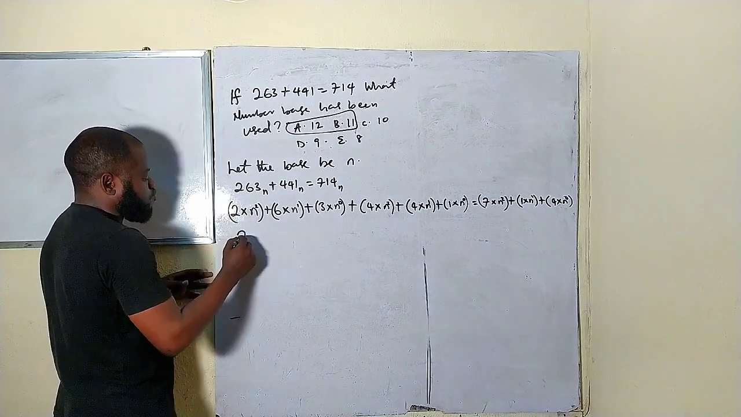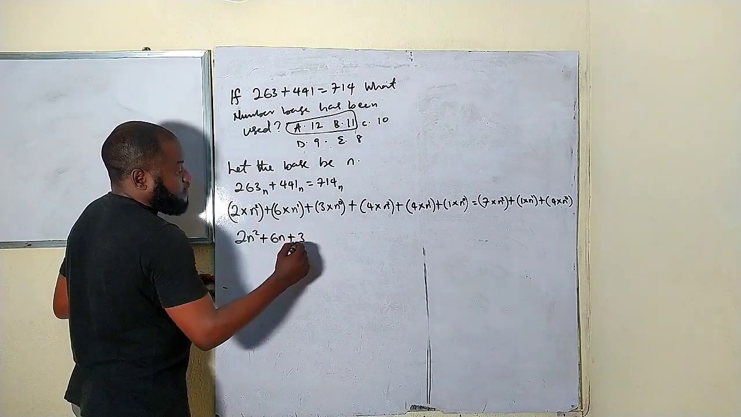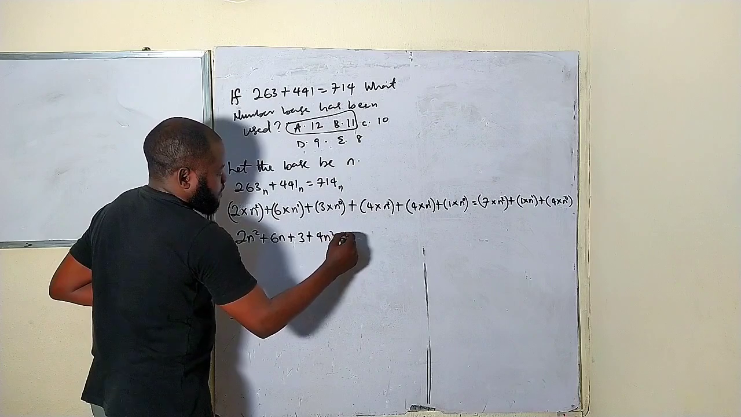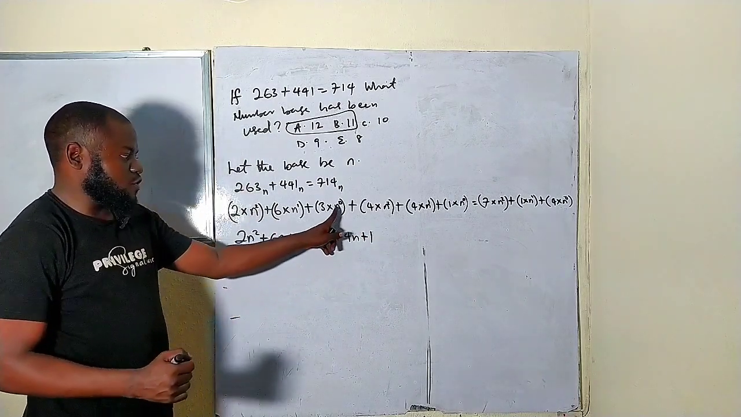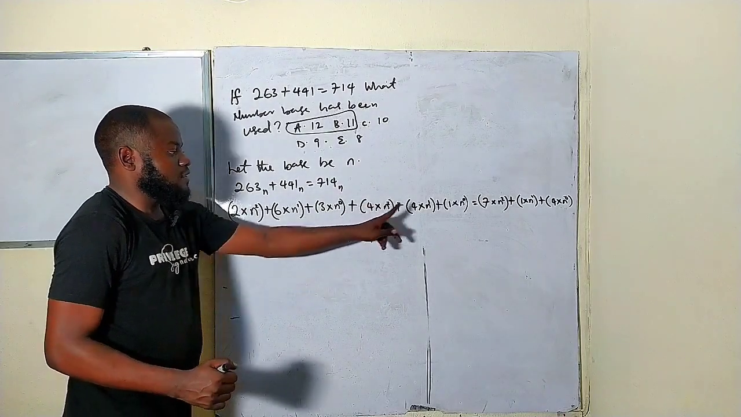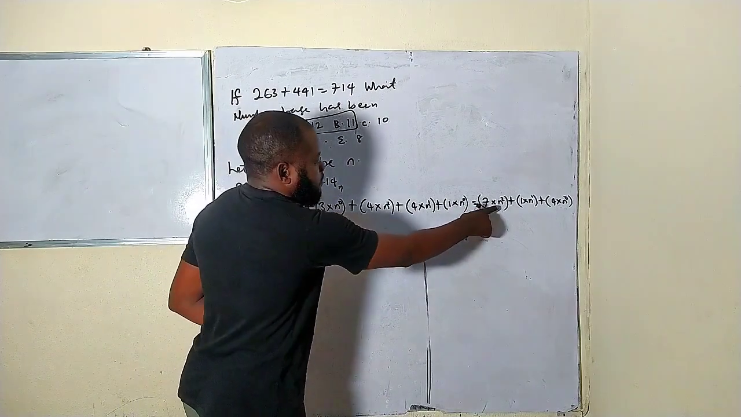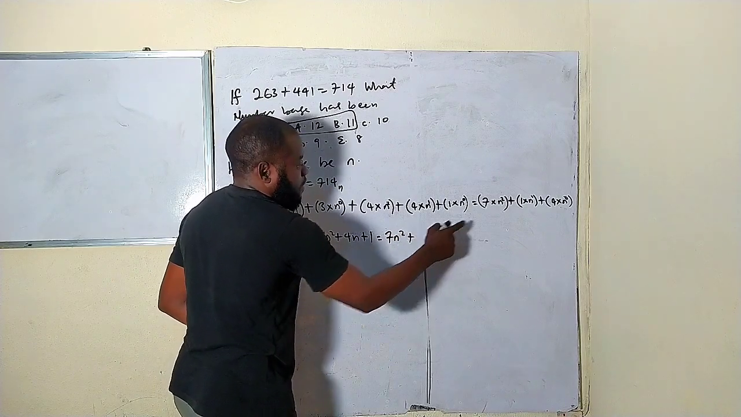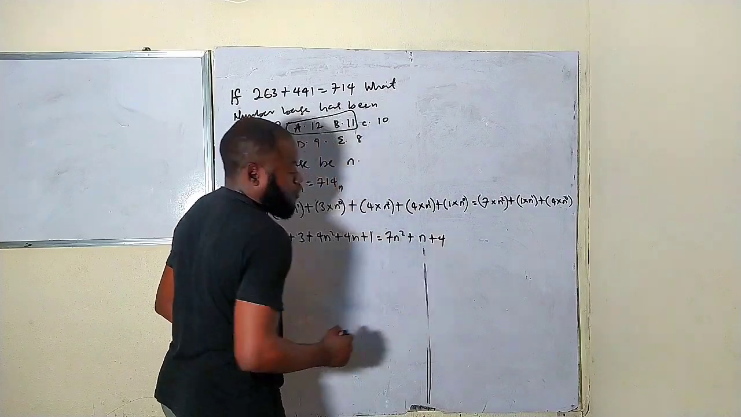So let's see. This will become 2n squared plus 6n plus 3, plus 4n squared plus 4n plus 1. You know, this will become 1 because n raised to the power of 0 is 1. So 3 times 1 is 3. This one will also become 1. 1 times 1 is 1. And that's equal to 7n squared plus 1 times n, that will be n, plus 4 times 1, that is 4.